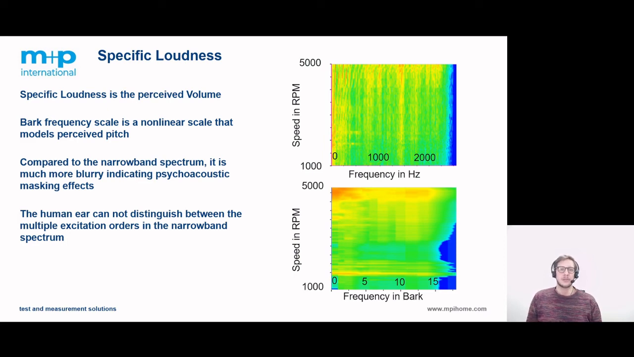If we are comparing those two spectrograms, in the top right is again the narrowband spectrum you've seen before, and in the bottom right is the loudness spectrum over the Bark frequency scale. You can see that the loudness spectrum is much more blurry, indicating those psychoacoustic effects I mentioned before. The human ear cannot distinguish between the multiple excitation orders, especially in the low frequencies, as you can see in the narrowband spectrum. So to humans, the narrowband spectrum will sound blurry, which is indicated by the loudness spectrum in the bottom right. So the loudness spectrum gives you a much better approximation of how your product's acoustics will sound to humans or to your customers.